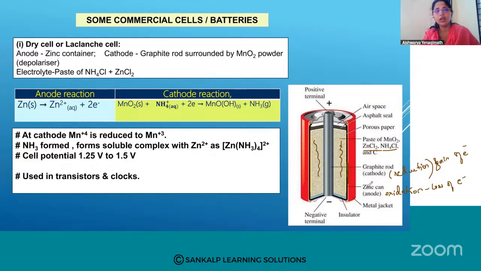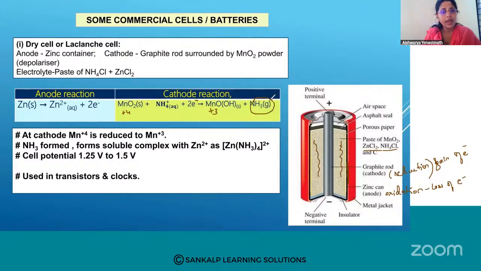At the anode, you have taken zinc. So solid zinc will lose electrons and form Zn2+. Yes, and 2 electrons are lost. At the cathode, those 2 electrons are taken, gained. What is my cathode here? MnO2 is taken. So MnO2 along with NH4+ ion, plus 2 electrons, will form MnOOH plus NH3, which is liberated in gaseous form. At the cathode, manganese is reduced from +4 state to +3 state. You can check the oxidation states.